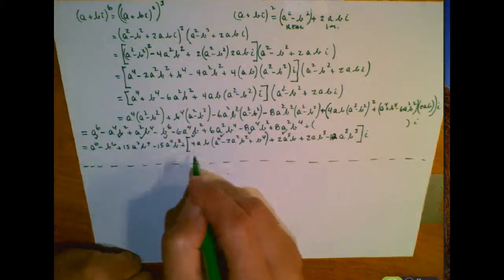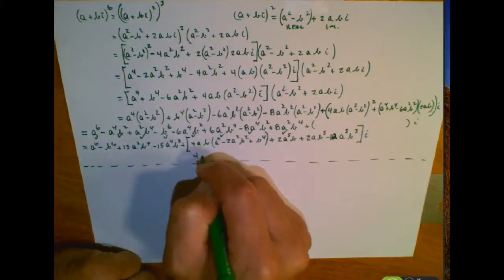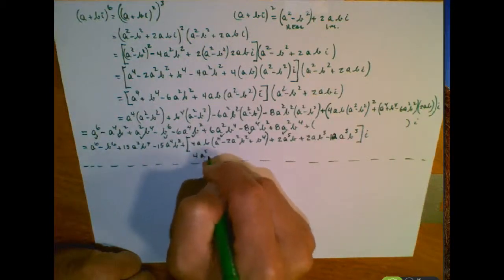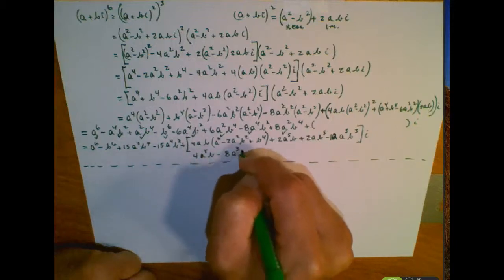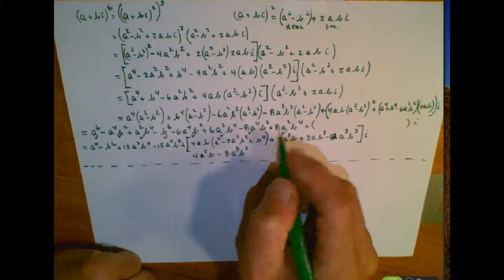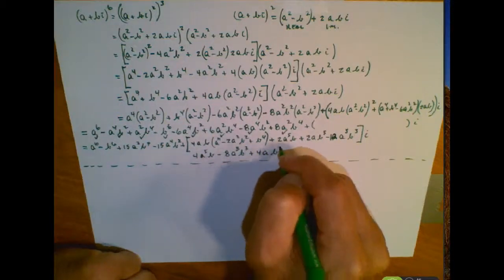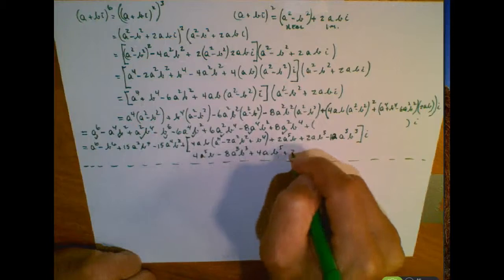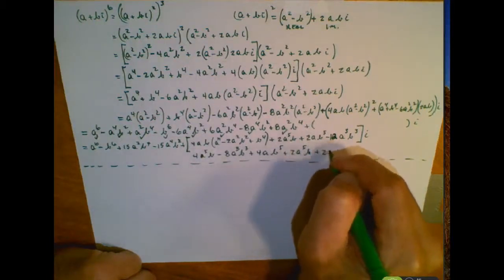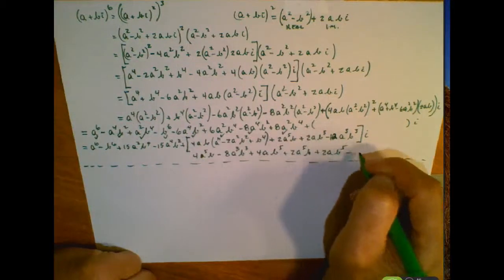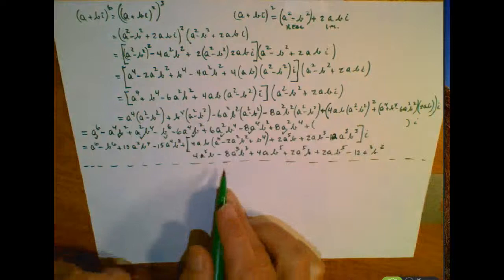This is a mini work zone here right now. So I'm just going to go to a mini work zone and distribute this, because this would be 4a to the fifth b minus 8a cubed b cubed, plus 4ab to the fifth plus 2a to the fifth b plus 2ab to the fifth minus 12a cubed b cubed. And there's my mini work zone.